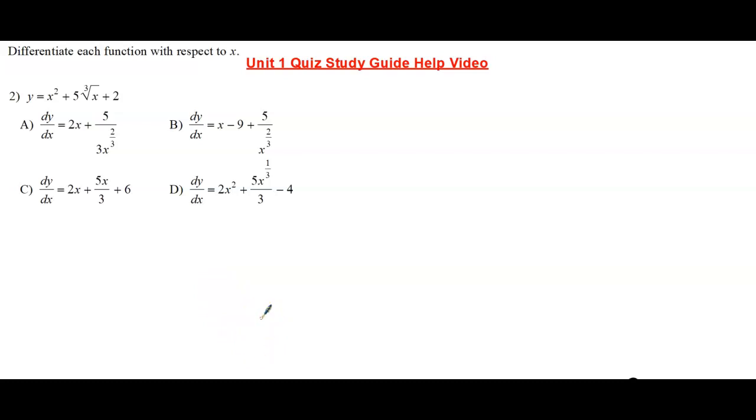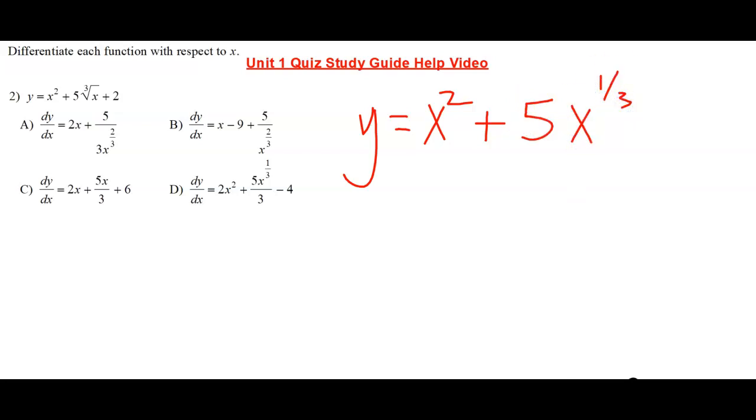So, number 2, differentiate each function with respect to x. Before I begin taking the derivative, I'm going to rewrite some stuff here. The x squared is going to stay the same, but I'm going to change this 5 cubed root of x into 5x to the 1/3. So we talked about how you need to rewrite radicals. You also need to rewrite expressions that have the term in the denominator. So the ones where the term is in the denominator, you make it a negative, right?